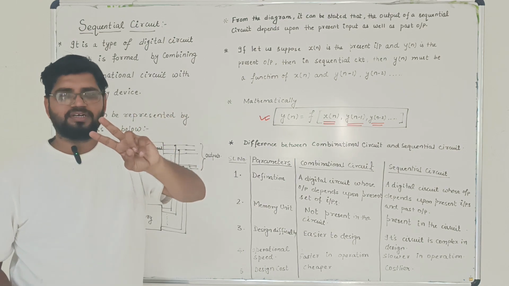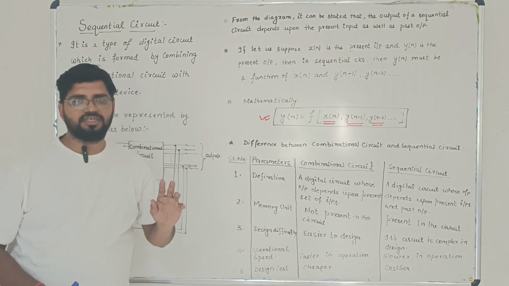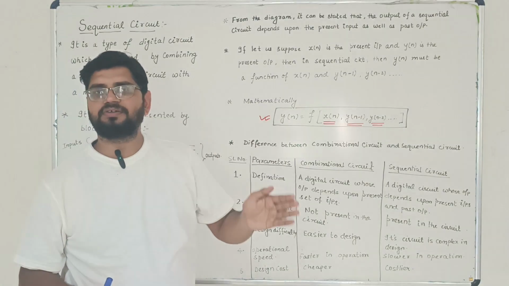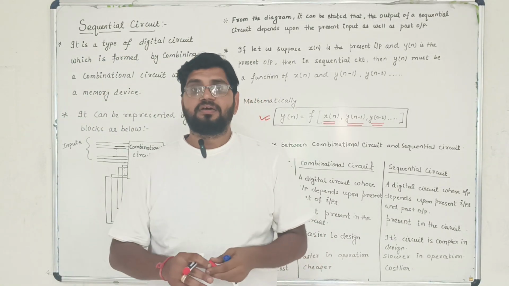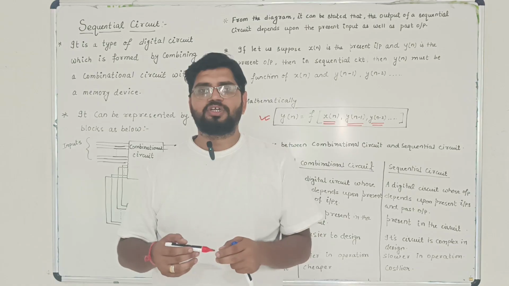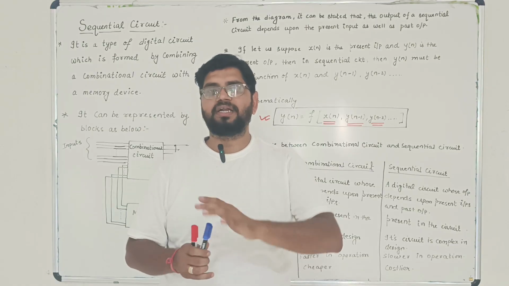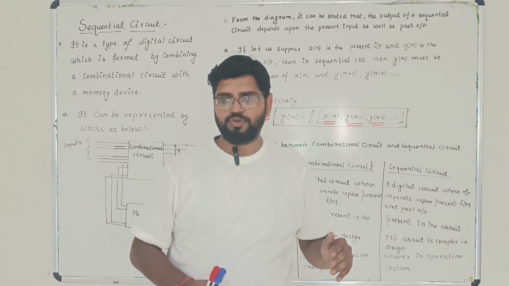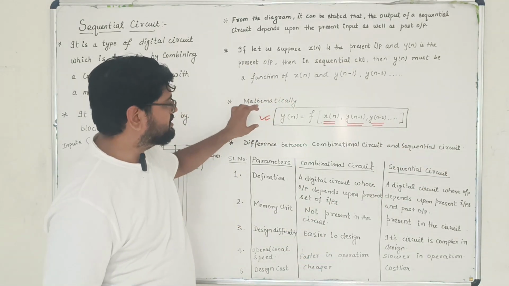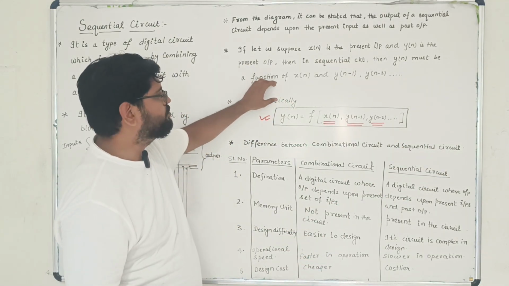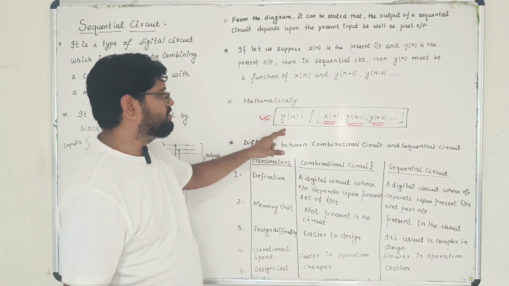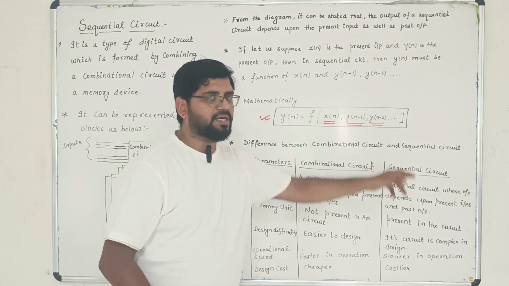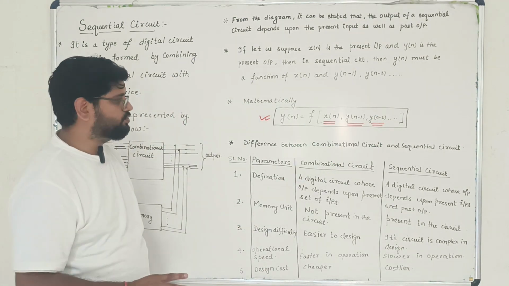You just have to remember 2 points and the mathematical expression. The first is that a sequential circuit is the combination of a combinational circuit with a memory element, and the output of the sequential circuit is dependent on the present input as well as the past output. That is what you have to learn, and then for the normal representation, yn is a function of the present input, xn, and the past outputs, yn minus 1, yn minus 2.